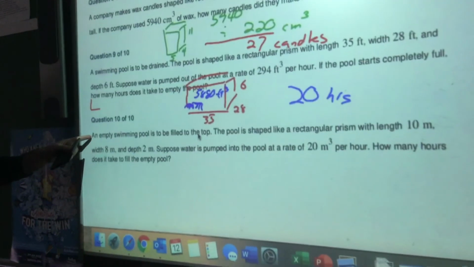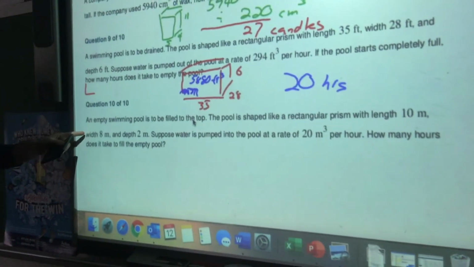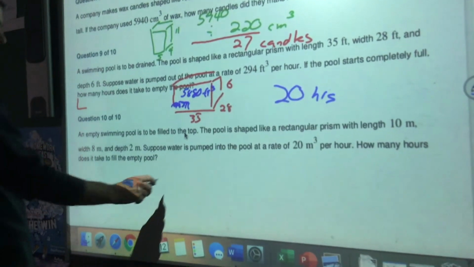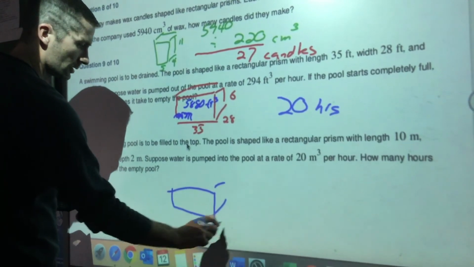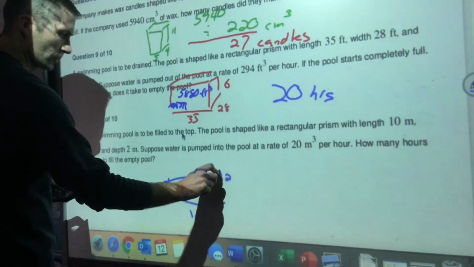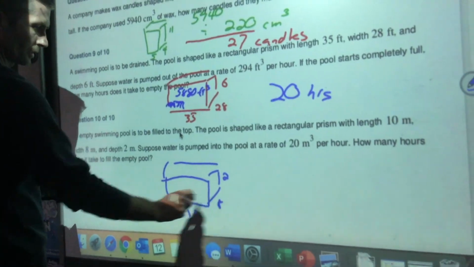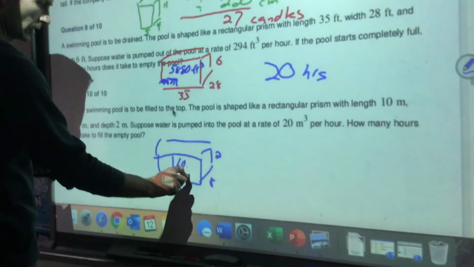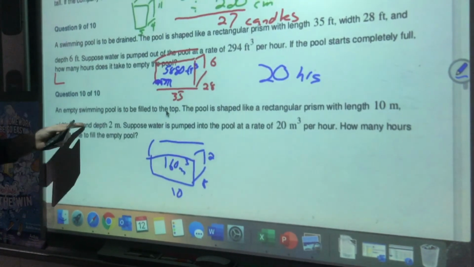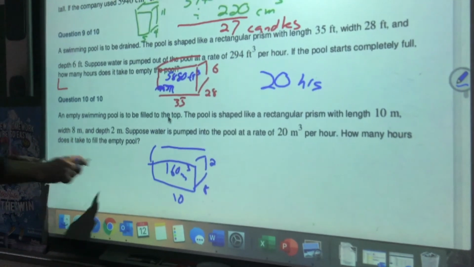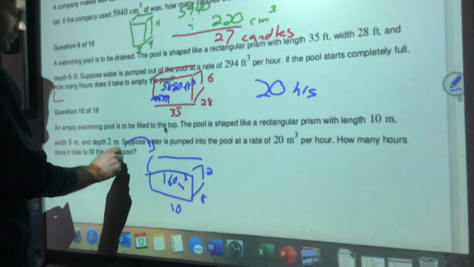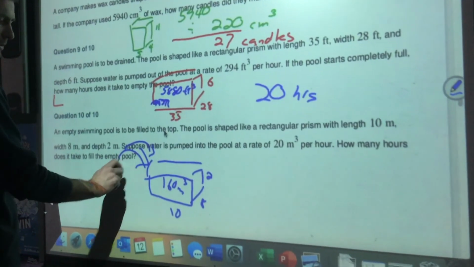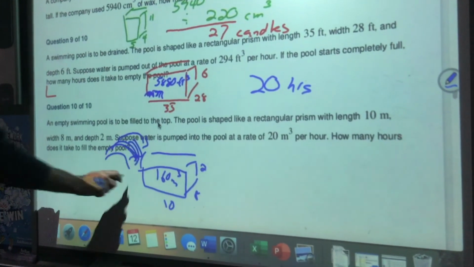Okay, we've got another swimming pool here. We're going to fill it to the top this time. It's 10 by 8 by 2. So really, I don't even have to draw it. I will just because I've been illustrating. So that's going to be 160 meters cubed. Okay. You're going to put in 20 cubic meters each hour. So every hour, 20 more cubic meters. Every hour, 20 more, 20 more.